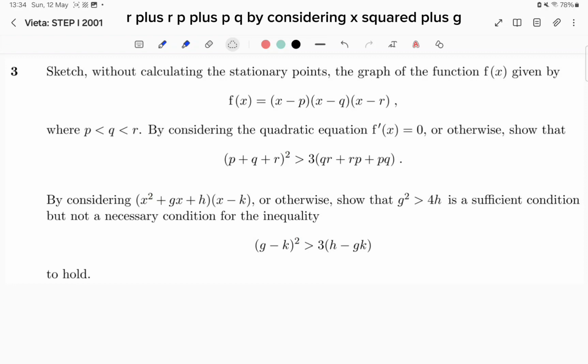By considering (x squared plus gx plus h) multiplied by (x minus k), or otherwise, show that g squared is greater than 4h is a sufficient condition, but not a necessary condition, for the inequality (g minus k) all squared is greater than 3 of (h minus gk) to hold. Pause the video to have a think, and once you're ready, restart to see if you were correct.